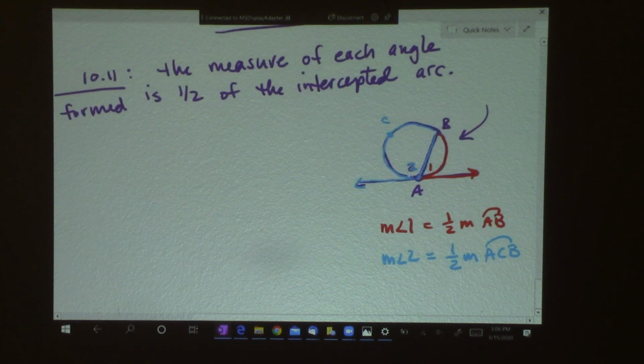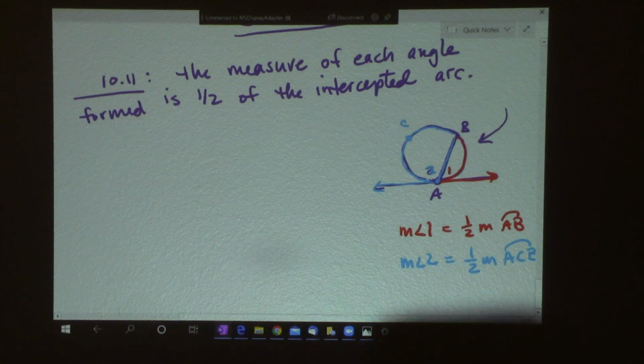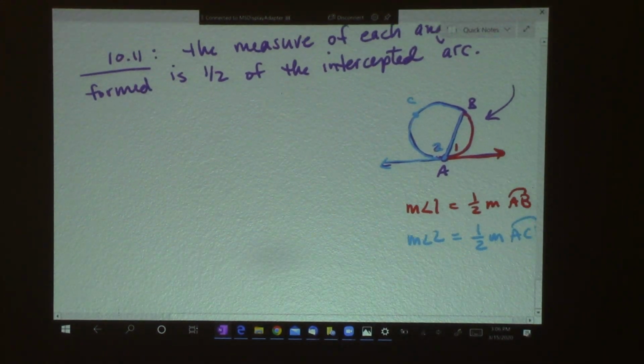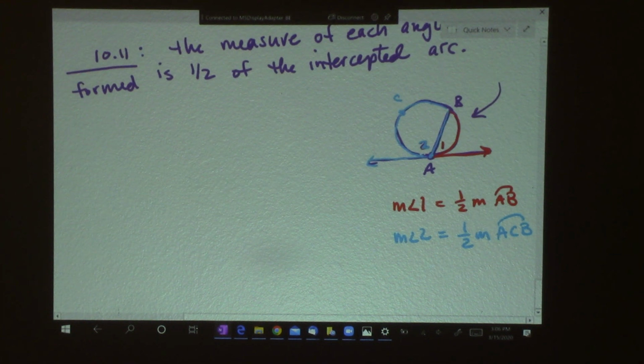Okay, so let's do some examples. I'm going to change colors back to purple since we were working with purple. And I'm going to draw a picture a little bigger for you.